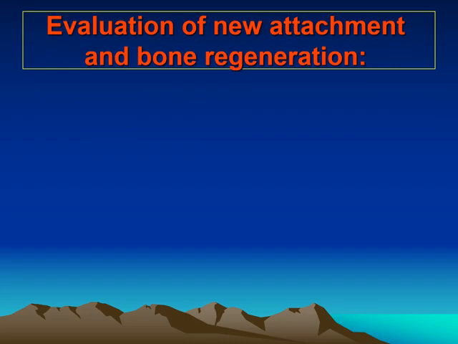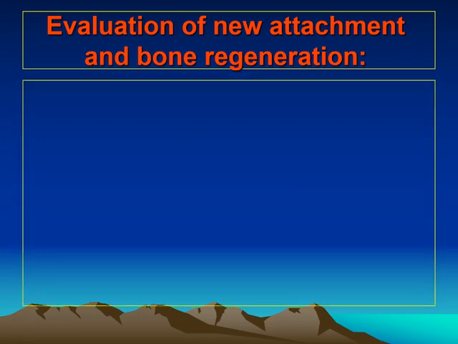For evaluation of new attachment and bone regeneration, we have several methods. The first one is the clinical method, which consists of comparison of pre- and post-treatment pocket probings and determinations of clinical gingival findings. Clinical determination of attachment level is more useful than strict pocket depths, because the latter may change as a result of displacement of the gingival margin.